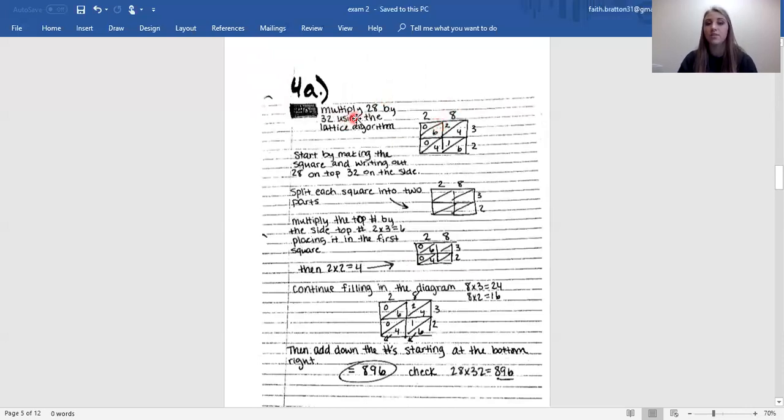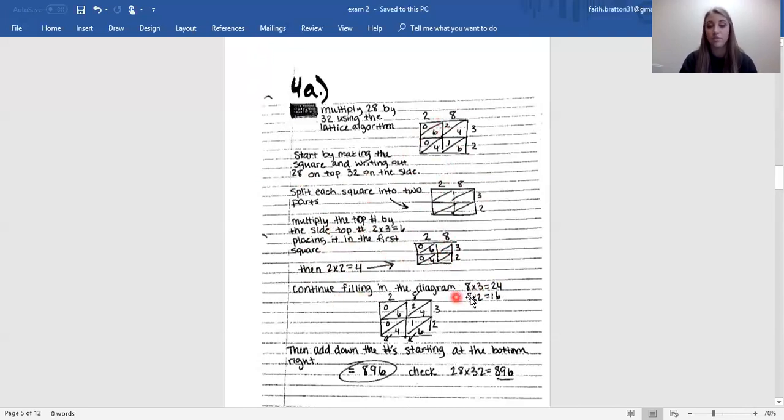For this, they give us: multiply 28 by 32 using the lattice chart. So we'll put 28 on top and 32 on the side. You start by making the square and writing out 28 on the top and 32 on the side, splitting them up. You must do the little chart because it makes it easier for how you have to work it out later on. Split each square into 2 parts. Multiply the top number 2 by 3, and you fill it in there. That makes 6, so you put 0 there and 6 here, placing it in the first square. Then you do 2 times 2, putting 4 here. Then you do 8 times 3, putting it there, and 8 times 2, putting it there.